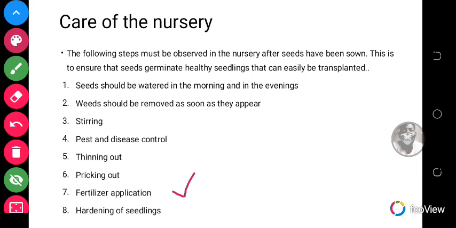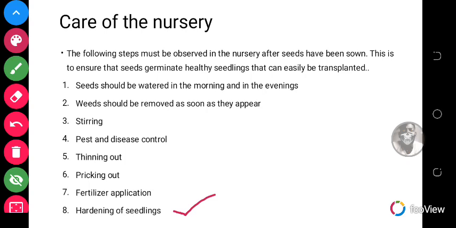Fertilizer application has to do with fertilizing the soil with the right or recommended fertilizer to give the plant a good start and bring about uniformity of growth. And the last stage, which is hardening of seedlings, is what I call training the seedlings to be able to conform to the harsh environment.